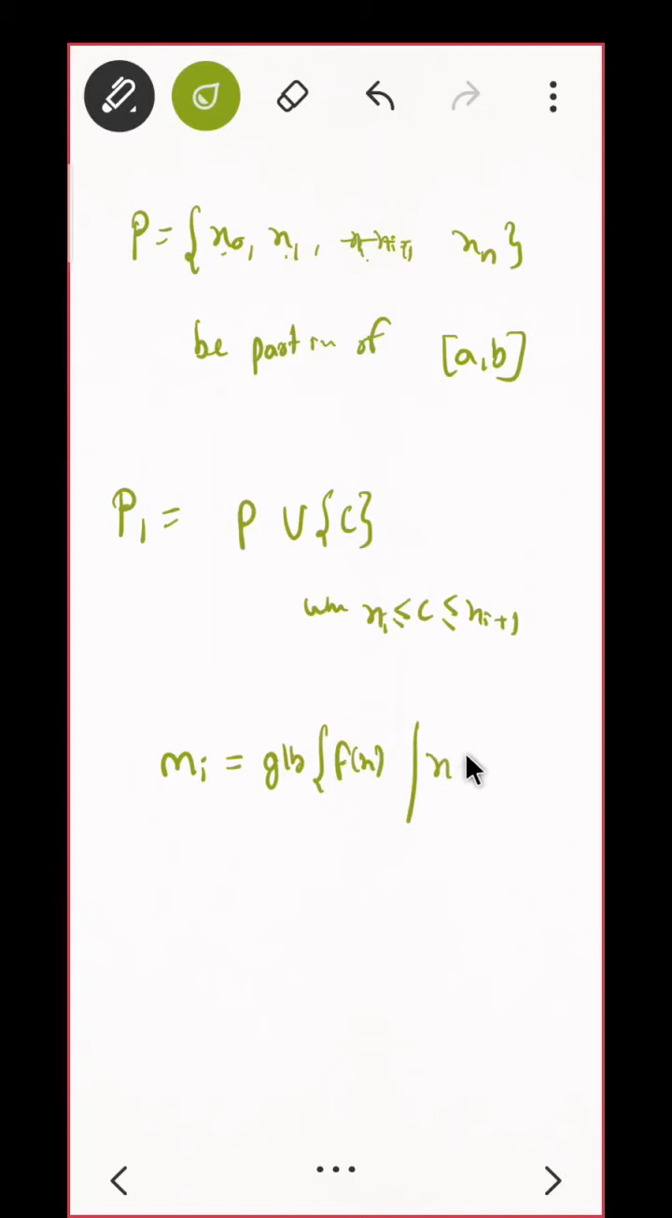Correct. For x belonging to xi to xi plus 1. Perfect. This is your small m. Now I will define one more guy, mi1 and mi2. Can somebody tell me what will be my mi1 and mi2? GLB of the function, I am just telling this part. Just tell me the interval.